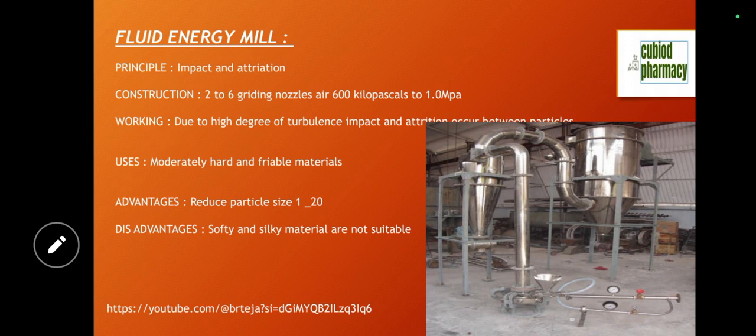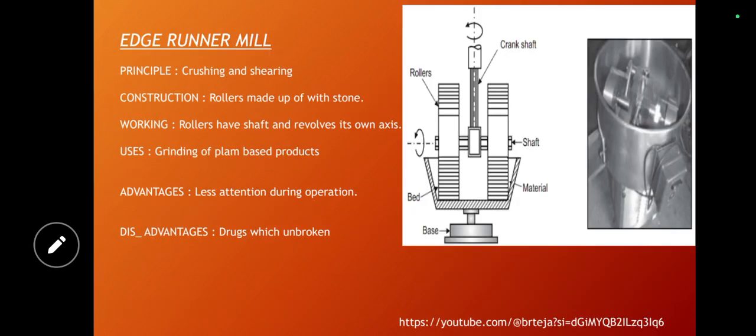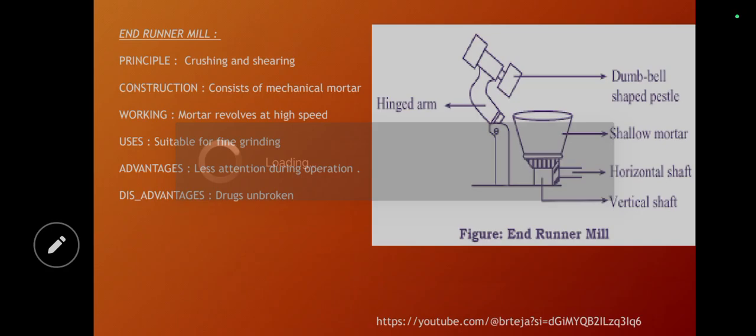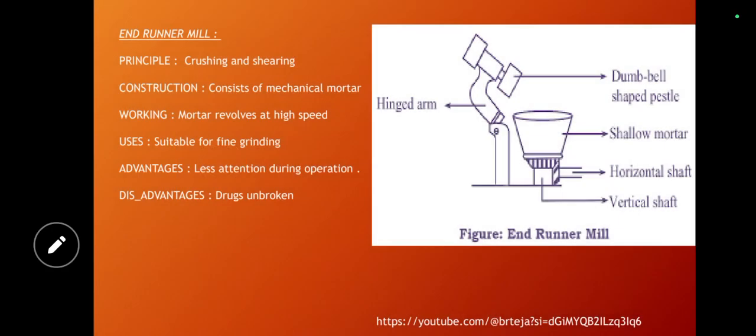This is called the milling and size reduction class, including the edge runner mill and end runner mill. Okay, this is all. Complete this section.